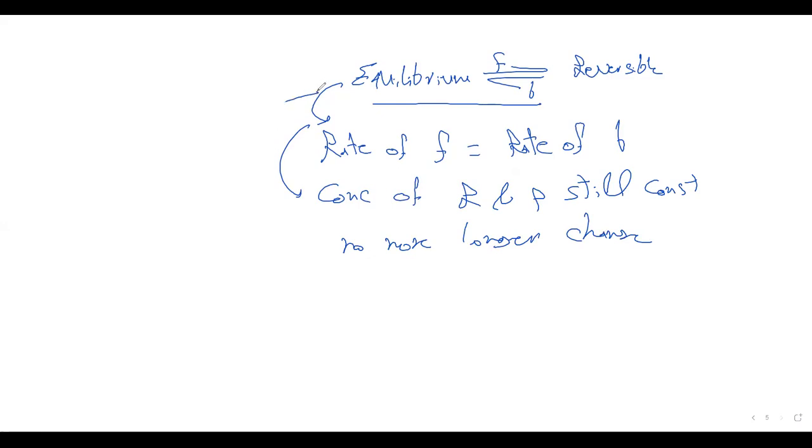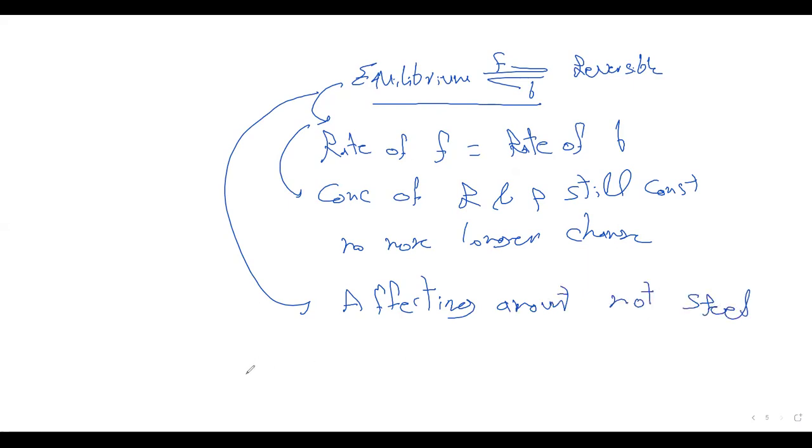And equilibrium affects amount, not speed. How come it affects amount? As the reaction moves forward, it means more yield or more product is produced. And as the reaction moves backward, it refers to less yield.